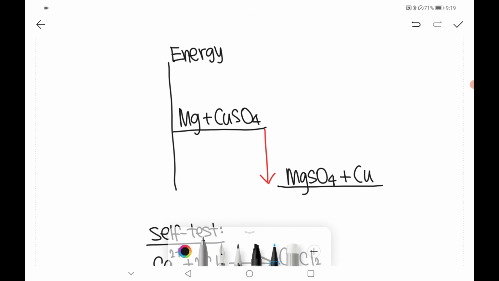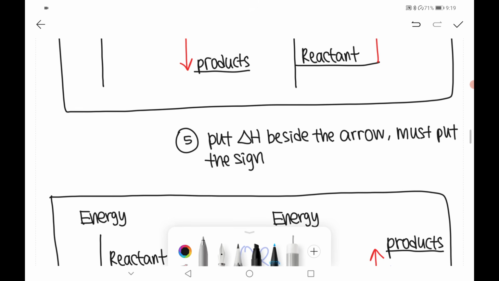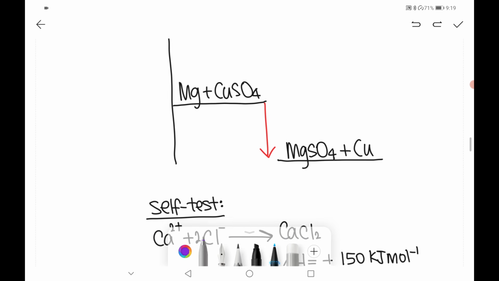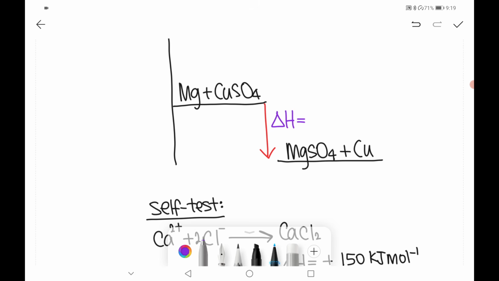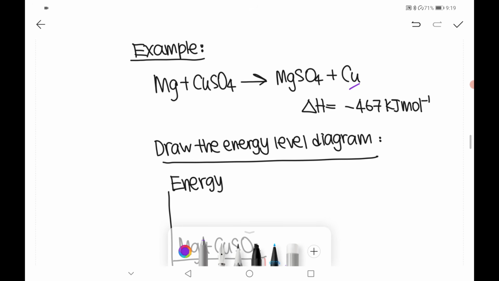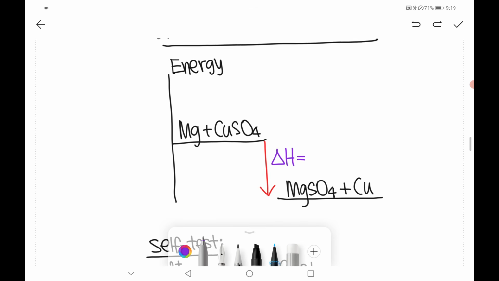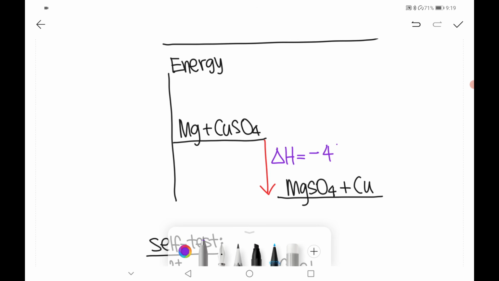So there's one more thing, don't forget. Look at step 5. In the end, you must put the delta H beside the arrow and put the sign. So where is the arrow? Here. So you must put in your delta H. What is the delta H? Copy the whole thing: negative 467 kilojoule per mole. Okay, that's it.